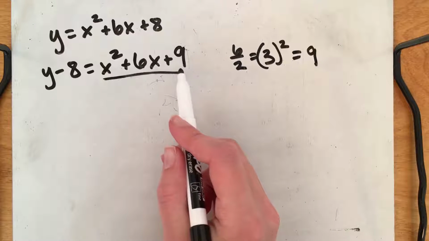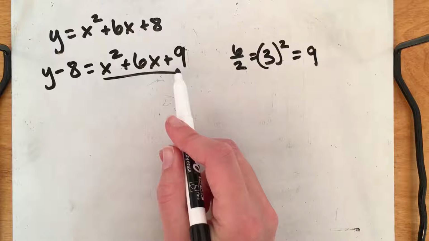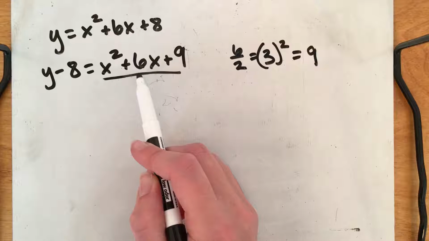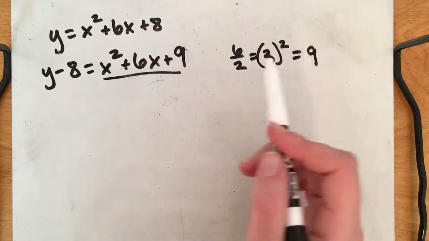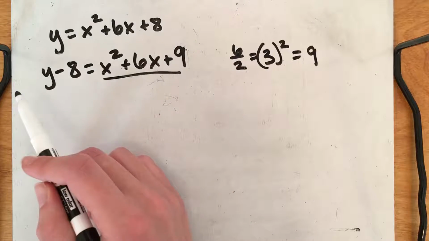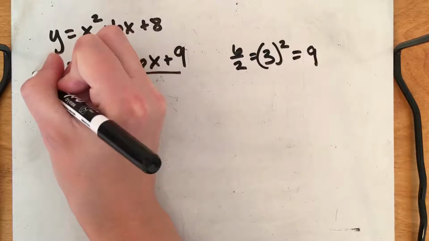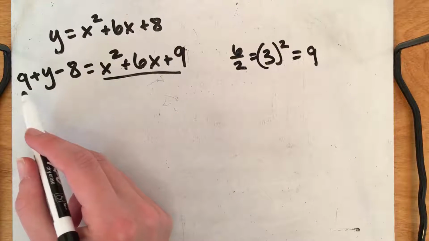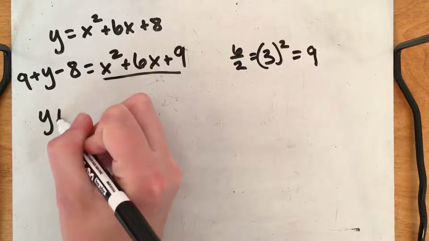So that's why we have to figure out what this number is. So I added 9 on this side because I took half of 6, which is 3, and then I squared that number. So that would be a 9. That's what we're missing up here. To keep my equation balanced, I also have to add 9 onto this side. So I'm going to write plus 9 over there. Okay, so now let's combine our terms. On the left side, we get a positive 9 minus 8, so that'll give me a y plus 1 right here.